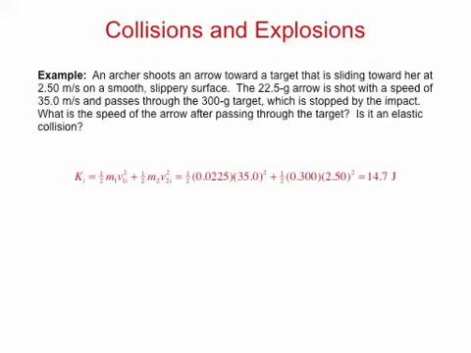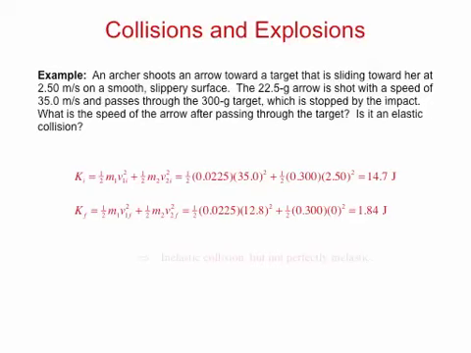After the collision, the target has no kinetic energy, so the total kinetic energy is just the kinetic energy of the arrow, which works out to be 1.84 joules. Since the total kinetic energy is less than the initial total kinetic energy, the collision is inelastic. That said, since the two objects did not stick together after the collision, it was not a perfectly inelastic collision.